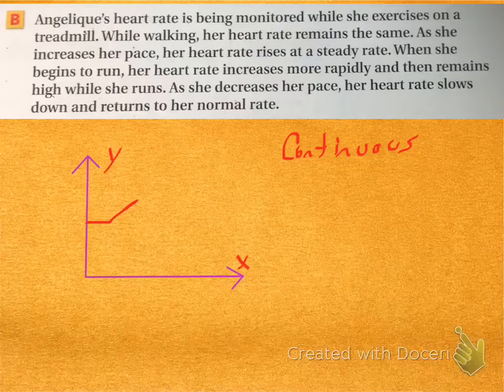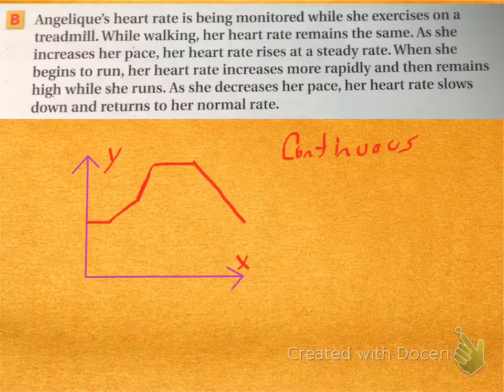When she begins to run, her heart rate increases more rapidly. So look at it increasing more rapidly. And then remains high while she runs. So it stays the same while she's running. As she decreases her pace, her heart rate slows down and returns back down to the normal rate. Right there. And you see, that's how you draw a continuous graph based on the story.